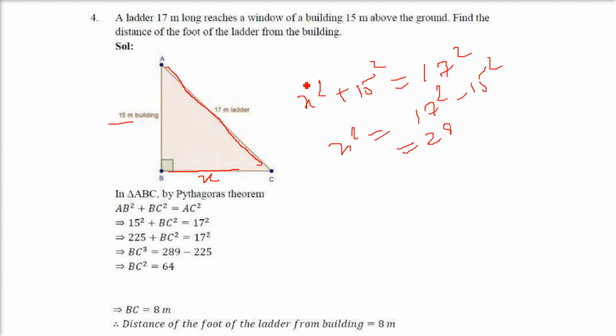17 square is 289 and 15 square is 225. This is equal to 64. X will be equal to the square root of 64, that is 8. So this is 8 meter. We are using Pythagoras theorem.